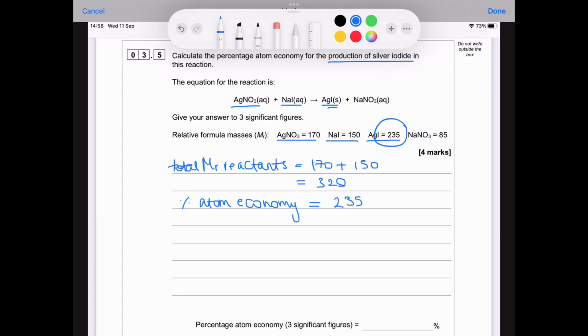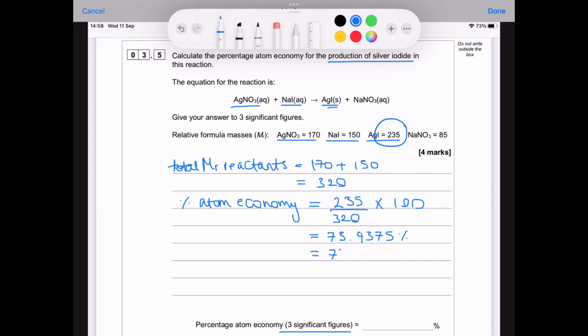I just quickly wanted to mention about coefficients. So earlier on I talked about how coefficients are really important in working out atom economy. And actually in this exam question we see that the equation doesn't have any coefficients. So by coefficient I mean the big numbers that come in front of the formulas. So for example, if the silver iodide had a big 2 in front of it, what we would do is actually multiply 235 by 2, and this then obviously would change the answer. Hopefully we'll see some more exam questions and how coefficients can come into play with atom economy.